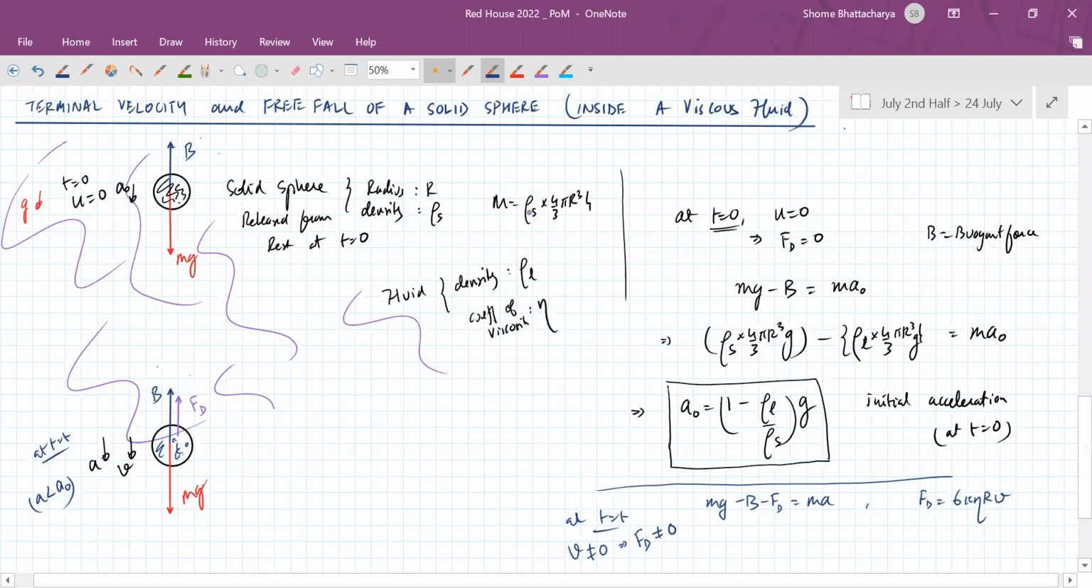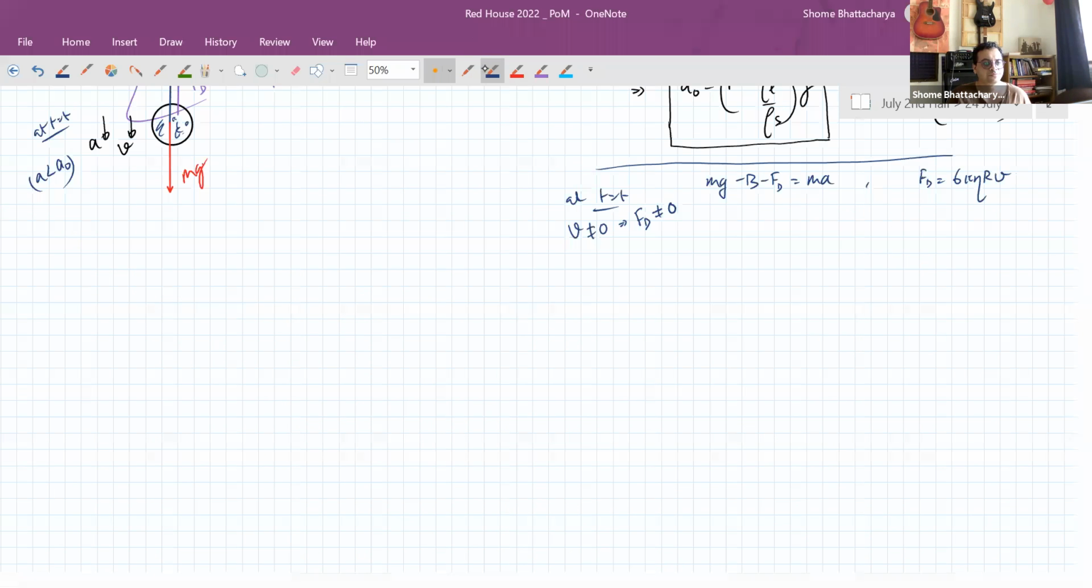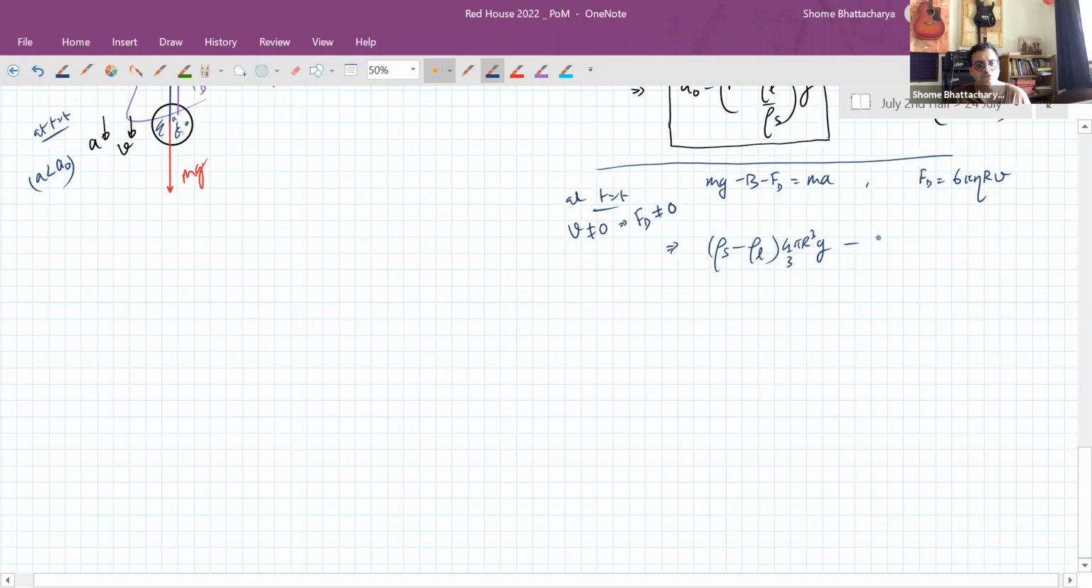Okay, so once we substitute the values of these forces, you can see it's really become a kinematics problem of variable acceleration. So we have to use calculus. So before that, of course, substitute these things. So mg minus buoyant force is equal to again that density of solid minus density of liquid into 4 by 3 pi r cube, volume into g. Okay, the drag force is 6 pi eta r into v, and that is equal to m, which is again density of the solid into 4 by 3 pi r cube into a.